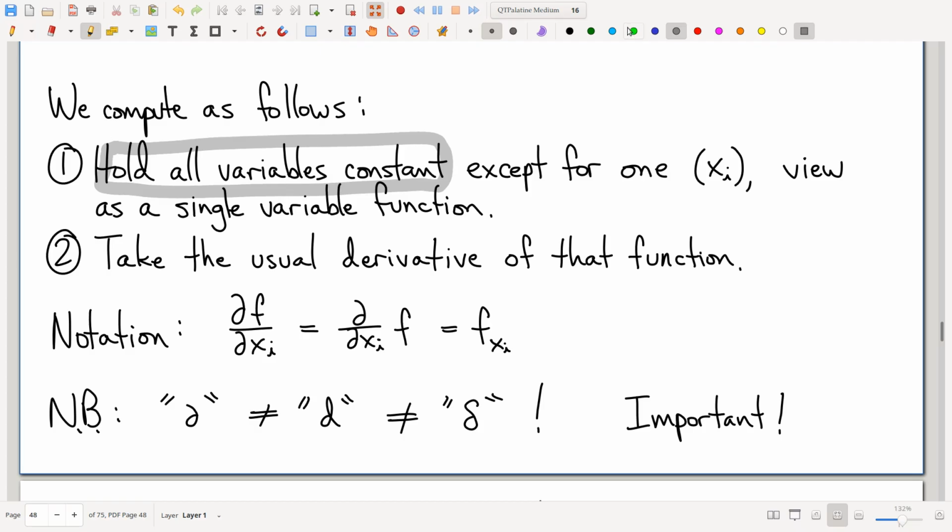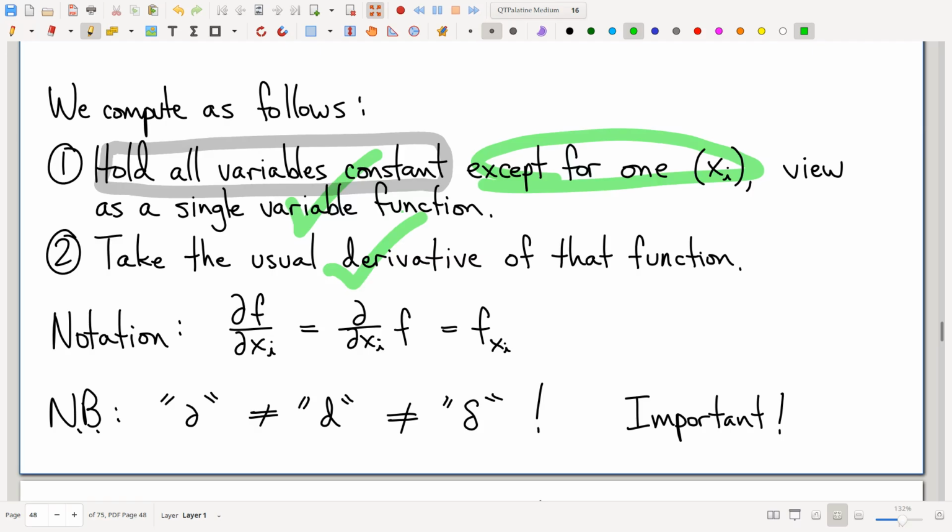That said, we're going to hold most of them constant. We're going to leave one as a variable. That means I have a single variable function. Right? I had several variables, and then what had been variables, most of them were no longer variables, and now I have one variable, so a single variable function. And then just take the derivative. Good old-fashioned single variable derivative.